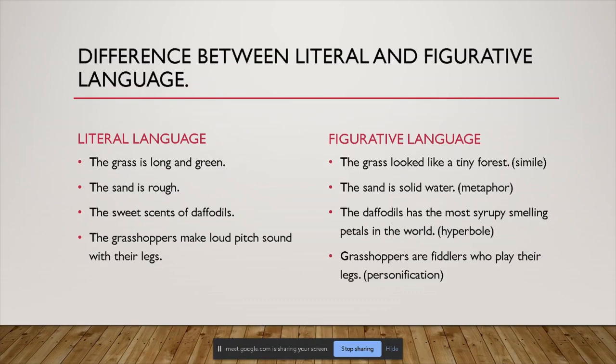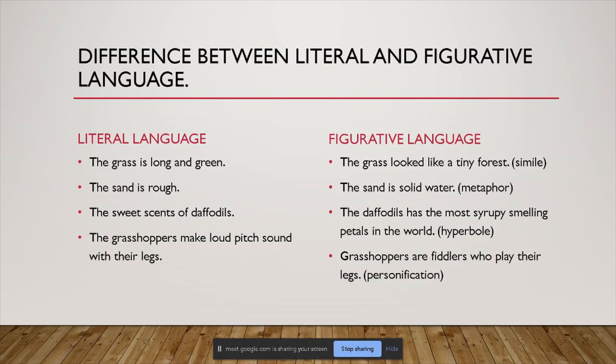Here are some of the differences between literal and figurative language. As you can see, the literal language says the grass is long and green, while the figurative language, where we use simile, says the grass looks like a tiny forest. Understand? I'm going to read all the examples for you. For literal language, the sand is rough, but if we use metaphor, it becomes figurative language where the sand is solid water. This is the metaphor for how rough it is. Understood, class? Yes, sir.